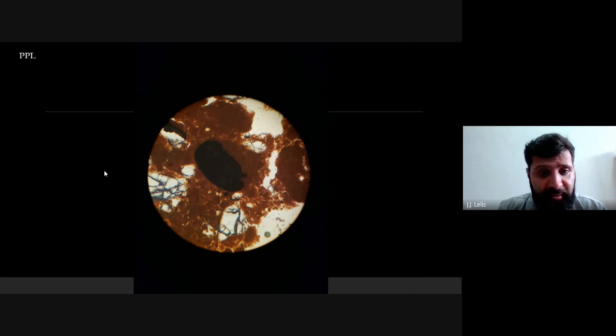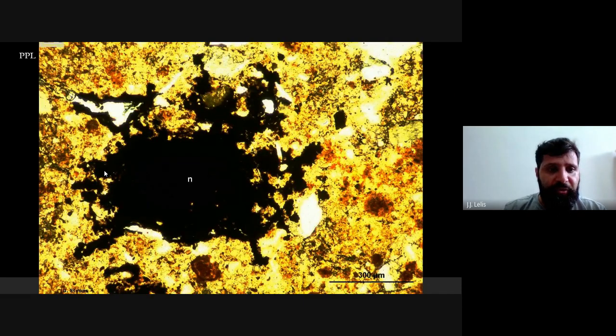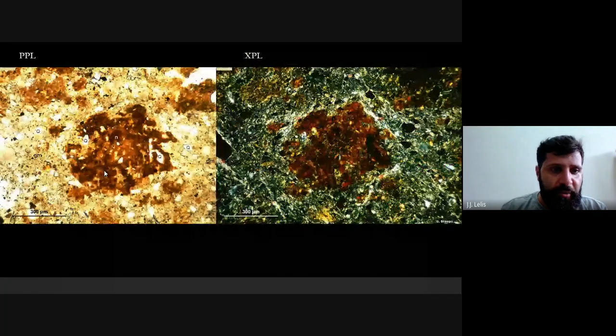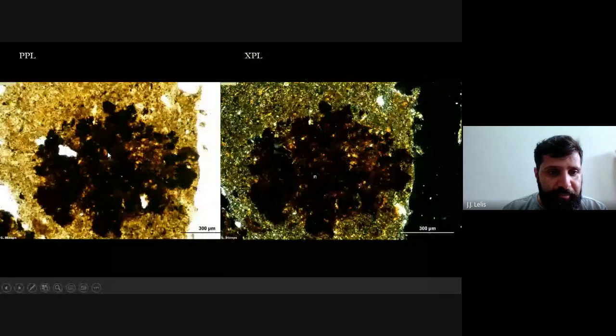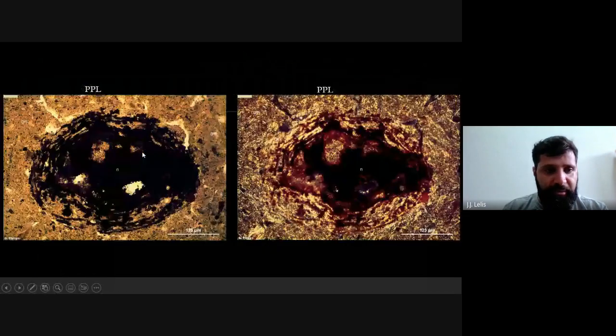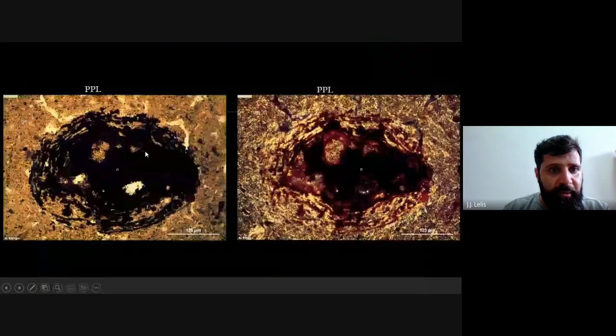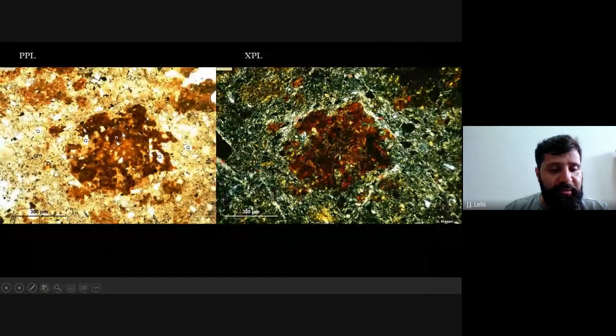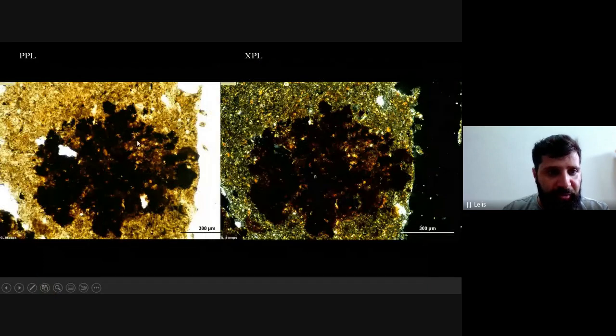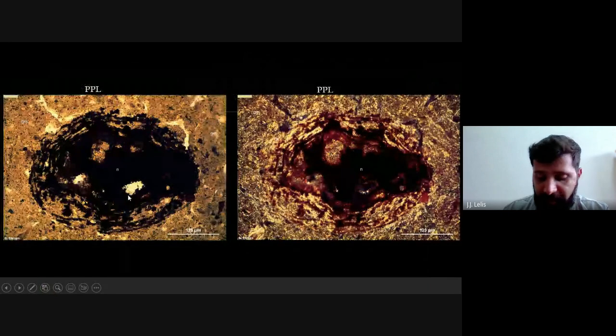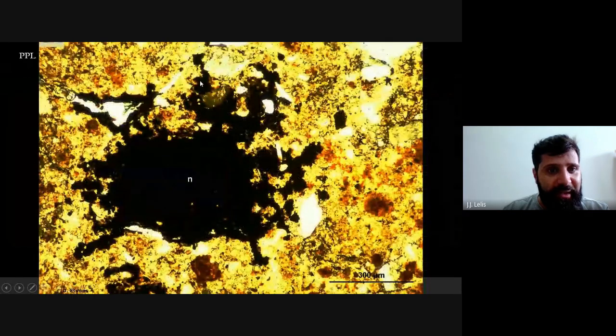So if we again see all these pictures, this picture, this picture, this picture, and this picture, inside the nodule we can easily see some materials that are related to the rest of the fabric. So all of these pedo features were formed inside this horizon.